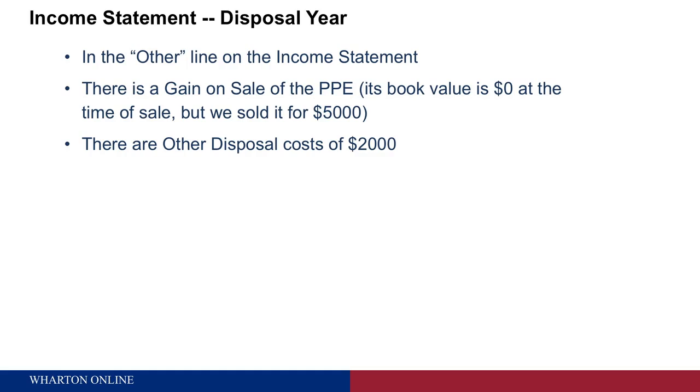There's going to be a gain on the sale of the property, plant, and equipment because we've depreciated it down to zero, but we actually sell it for more money than that. And we've got other disposal costs of $2,000. This is a big one to think about that people often forget: what are the costs of getting out of the project?